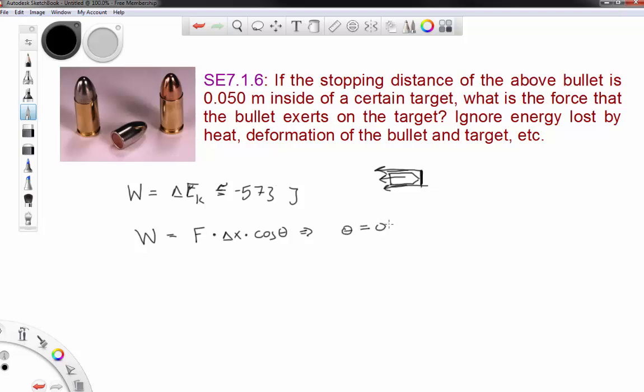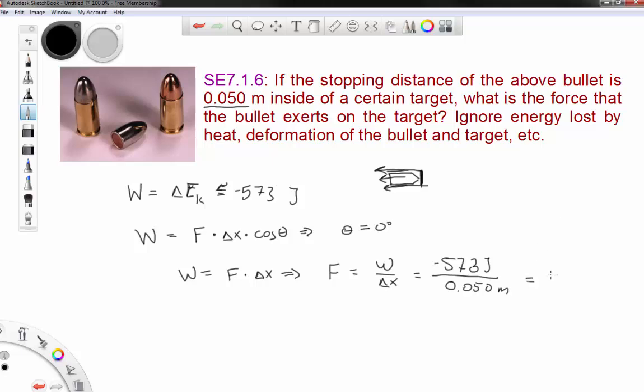equal to 0 degrees, and so we can write work is force times delta x. Now the delta x is the stopping distance, 0.05 meters. So we can solve this for force by taking work, dividing it by delta x. So we can say basically 573 joules divided by 0.05 meters.